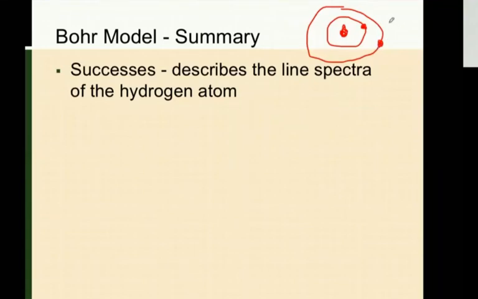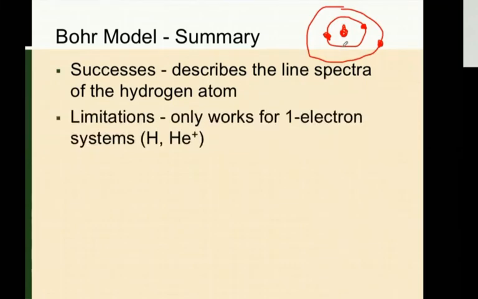So this is a system that I've just drawn, which has 2 electrons. Really it should be like 3 electrons at this point, so it should be like lithium. The problem here is that the line spectra cannot really be properly accounted for using the Bohr model. So the success of the Bohr model was that it described the line spectra of the hydrogen atom really well. It did a really, really good job of that. The problem was that it only works for 1 electron systems.